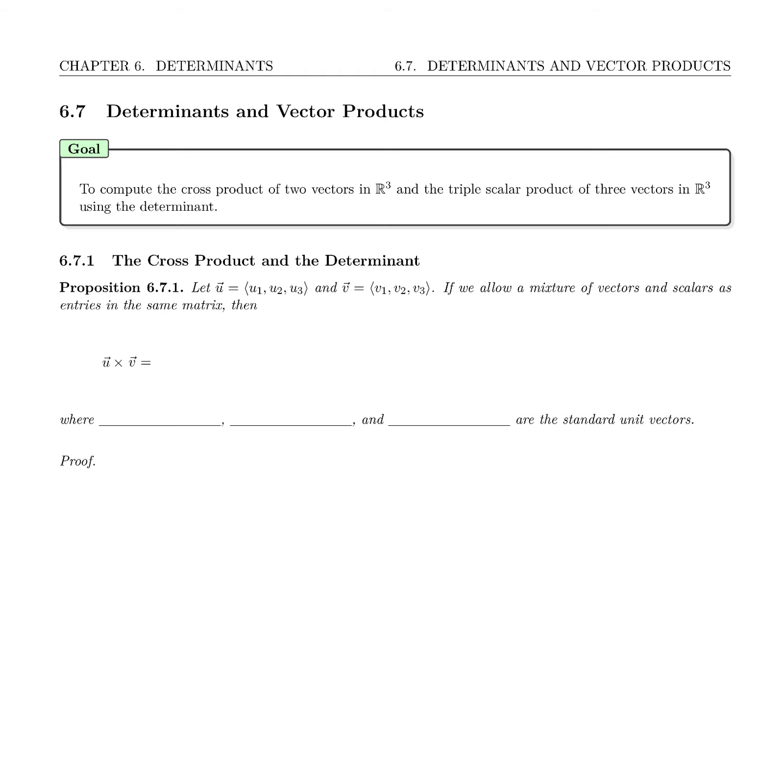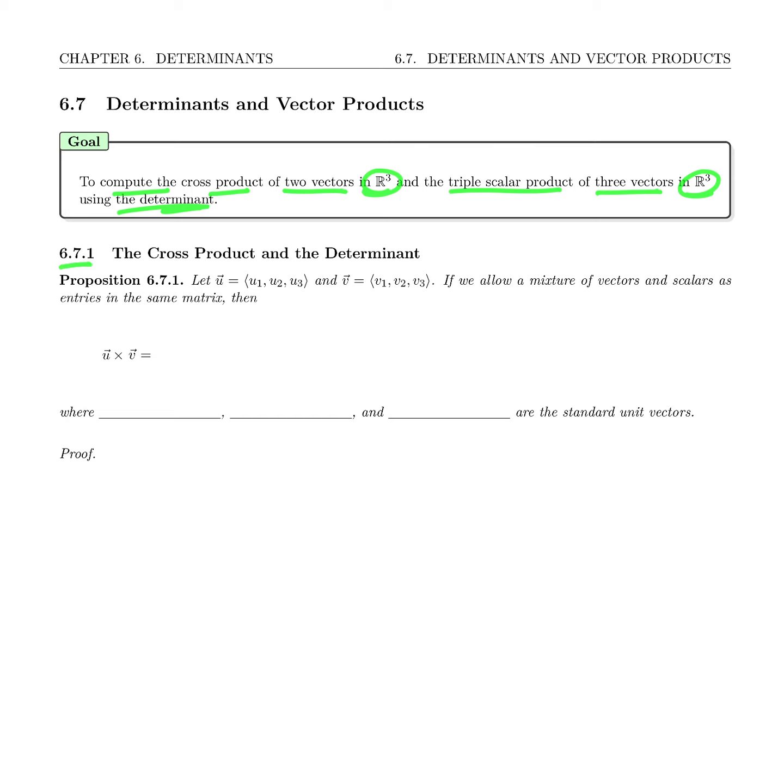We're starting section 6.7 on determinants and vector products. The goal of this section is to compute the cross product of two vectors in R3 and the triple scalar product of three vectors in R3 using the determinant. Subsection 6.7.1, the cross product and the determinant.